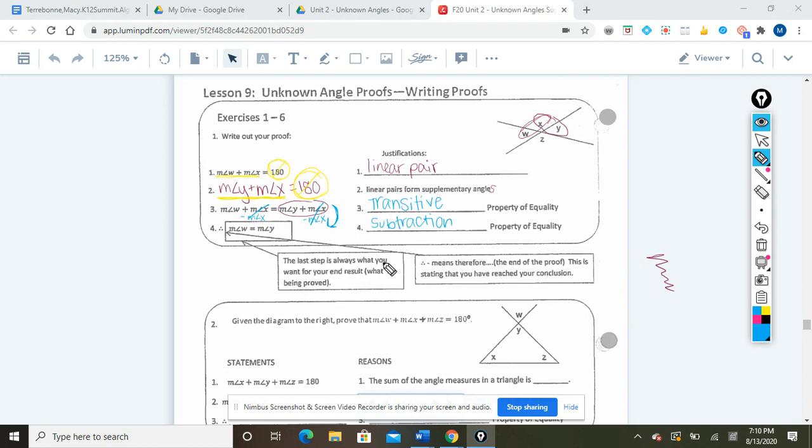Then the last step is always what you want for your end result. Normally it'll say this is what you need to prove, and that'll be this line. And then these three dots mean therefore, the end of the proof. This is stating that you've reached your conclusion. I'll be honest, I didn't use this till college, so don't worry about the three dots.